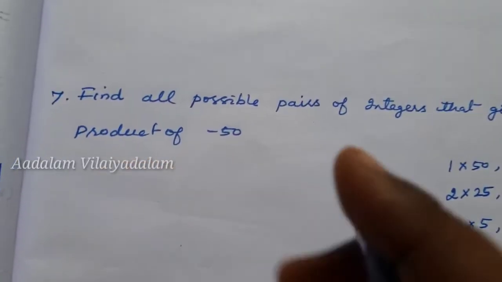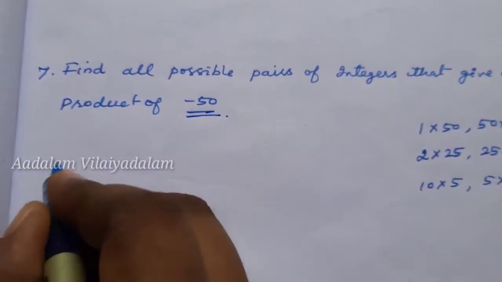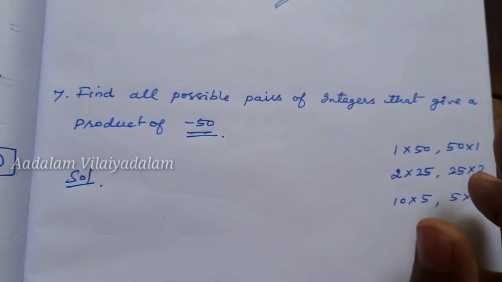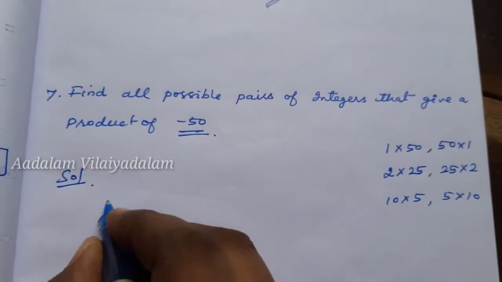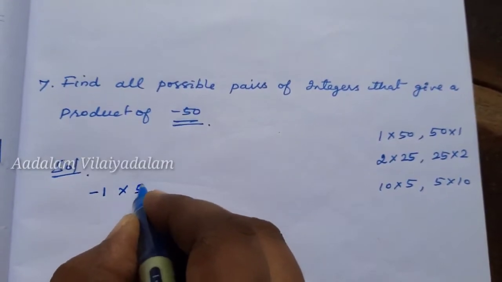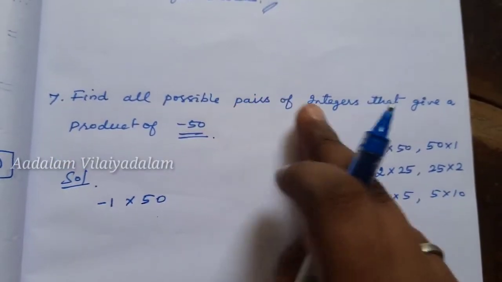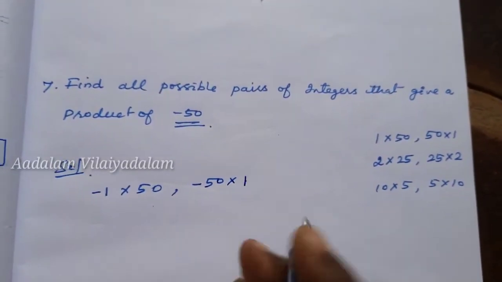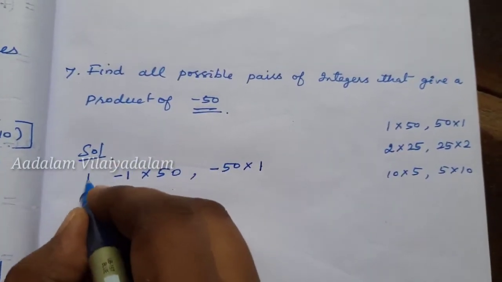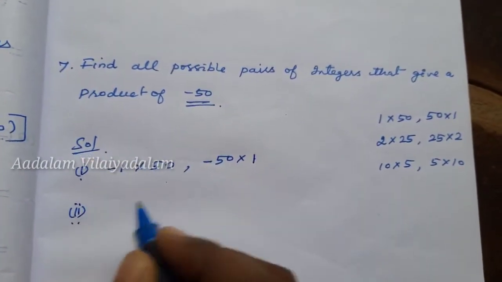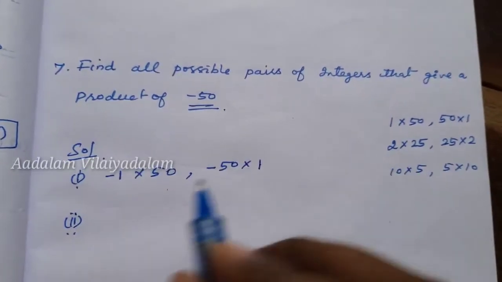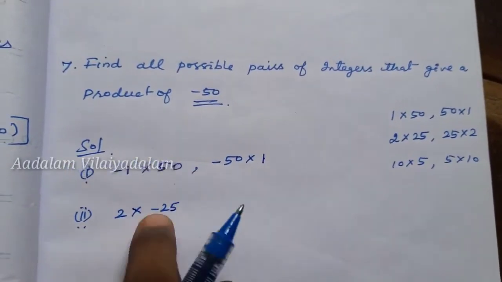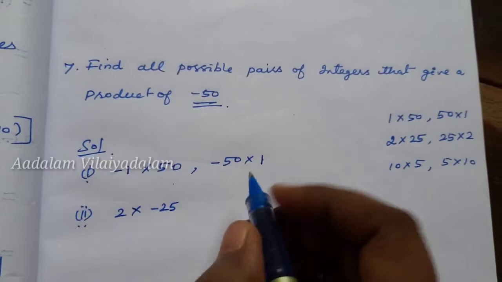So now let's change it as a product of minus 50. So the solution for this problem is, for each pair apply the negative sign. First you can apply minus 1 into 50. Then what is one more pair we can apply? Minus 50 into plus 1. What is the next pair we can apply? 2 25s are 50. Therefore, 2 into minus 25. Either you can add the negative sign in front or at the back.